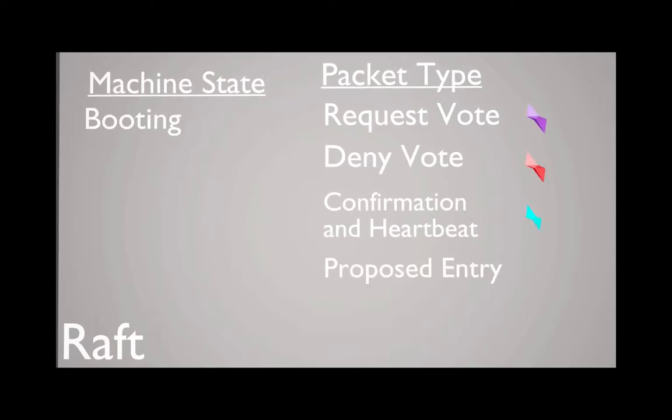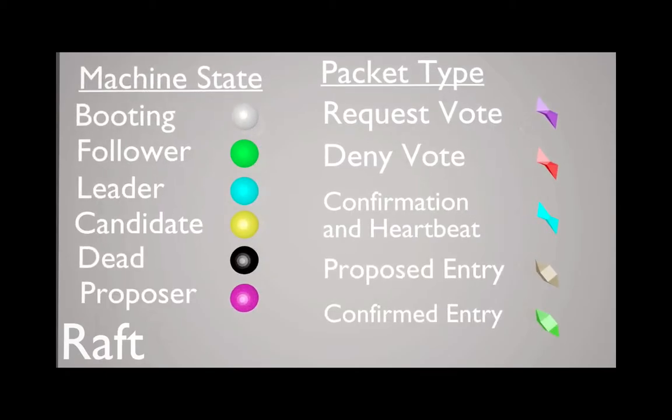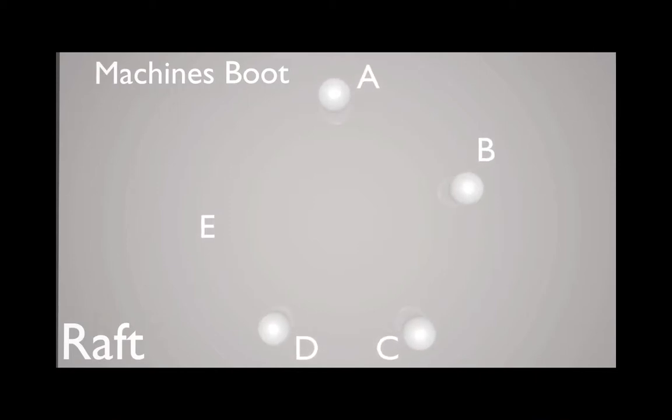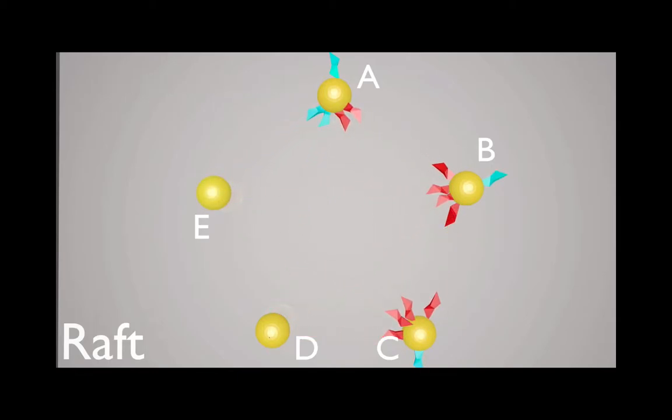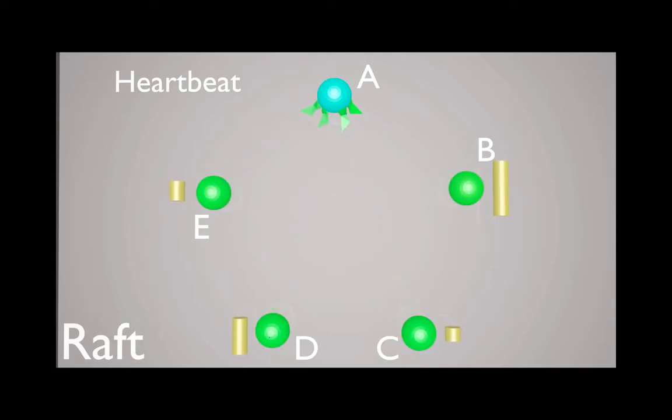Let's explore how Raft works. Here is a key to all the elements represented in the animation. First, the machine boots and all nodes come online. Then the election process begins. All nodes send out votes for the new leader. Once a new leader is chosen, it sends out a heartbeat to let the other nodes know it's still alive.